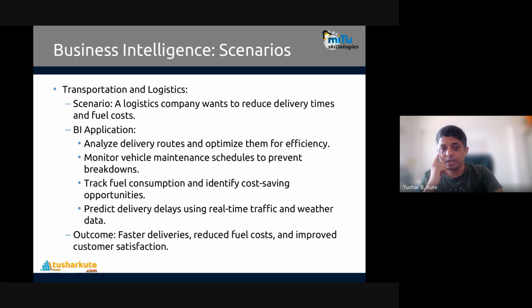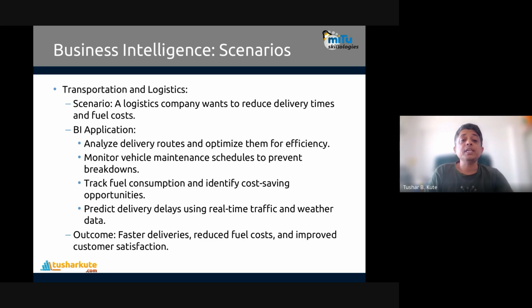Analyze it. Monitor vehicle maintenance schedules to prevent breakdowns. How many breakdowns are there, and how can we have predictive maintenance here? We can predict if a certain kind of fault may occur in the vehicle. There are some processes that make it possible. Then track fuel consumption and identify cost saving opportunities. Which kind of fuel we can use, the path, and the kind of vehicle we are using, so that we have an optimized level of fuel. Even the driver changes it. That's also very important for cost saving.